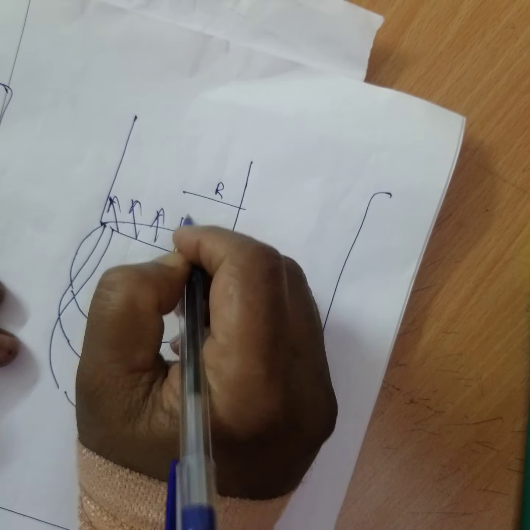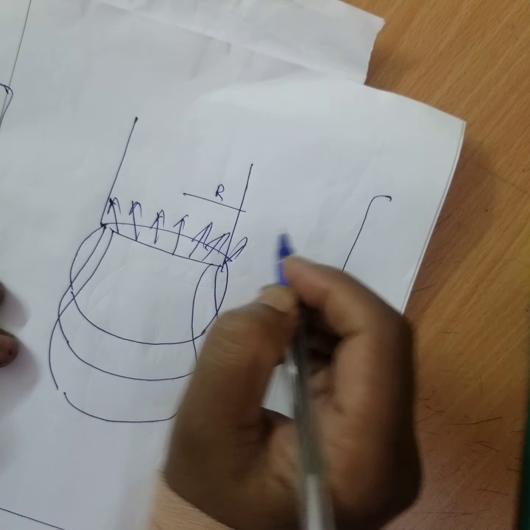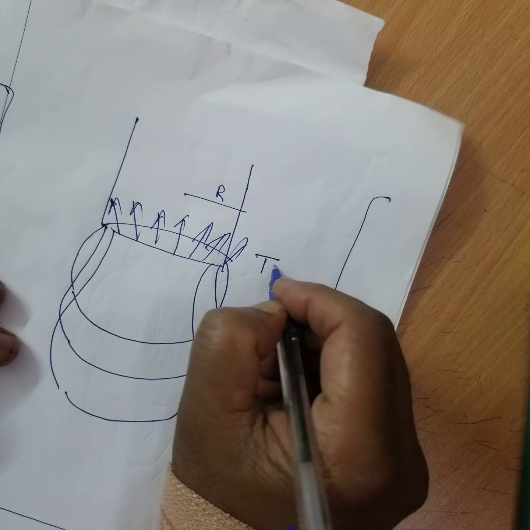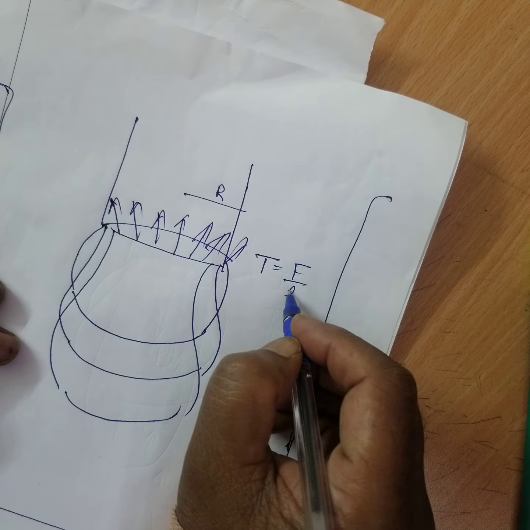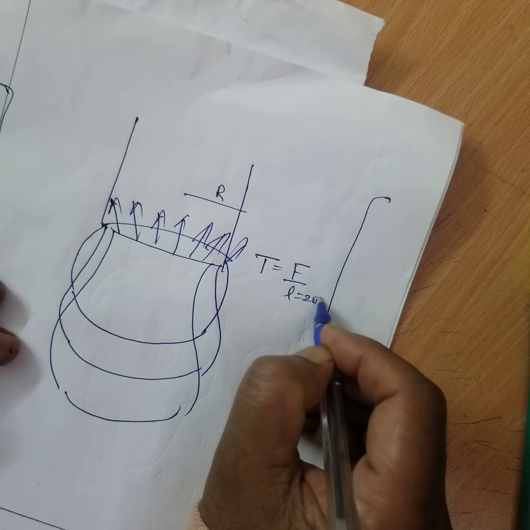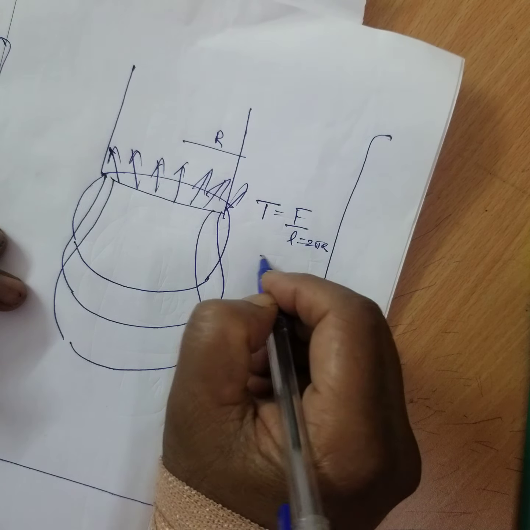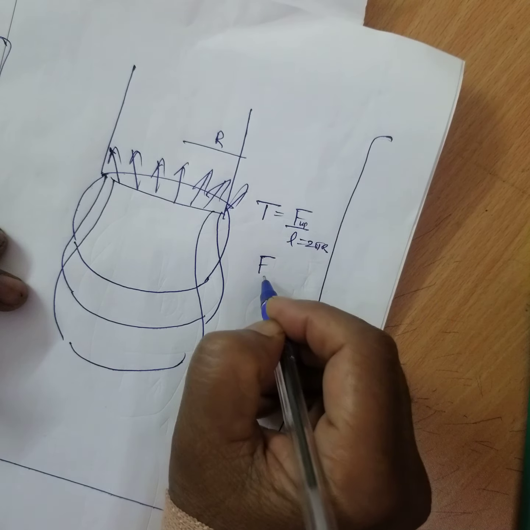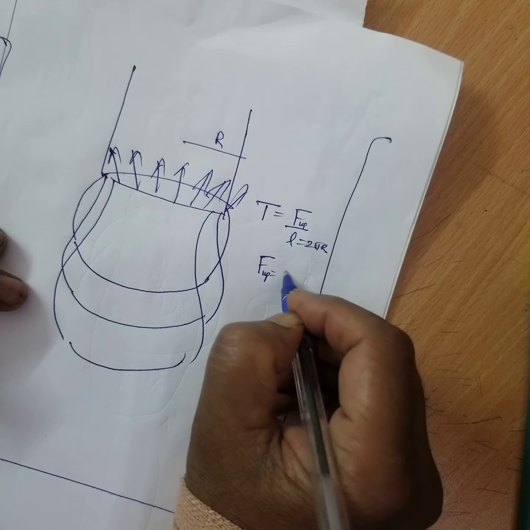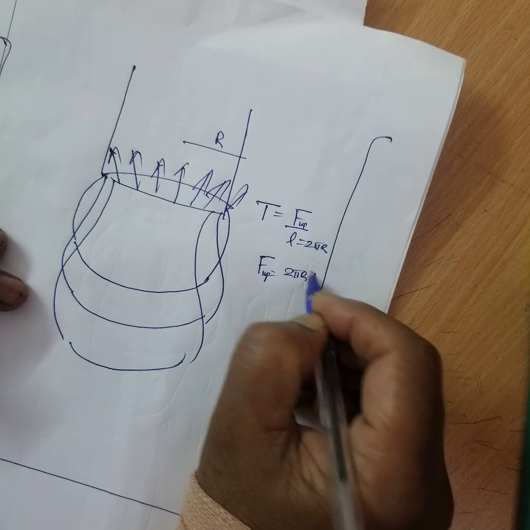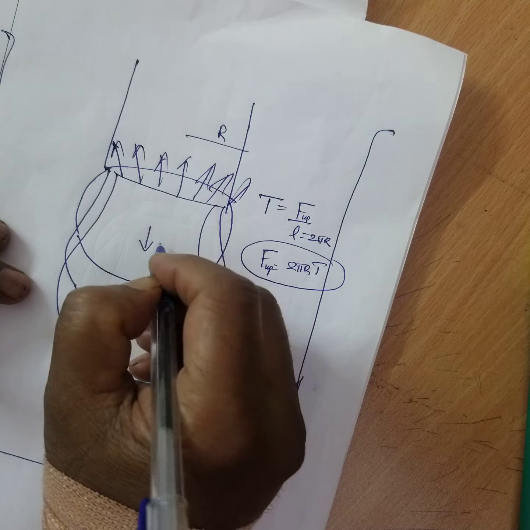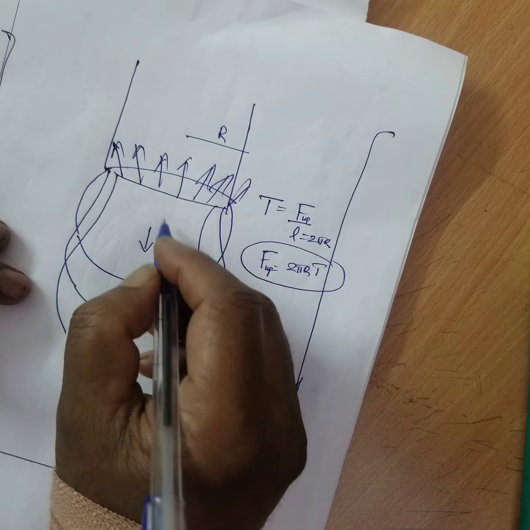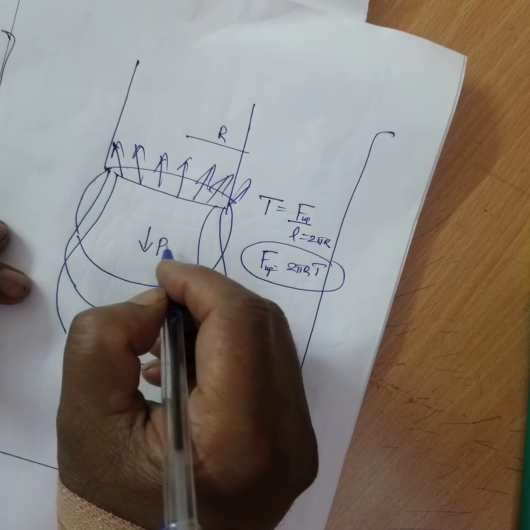Because of this, there is an upward force due to interfacial tension. T is the tension force per unit length. What is the length? Length is 2 pi r. Therefore, the upward force is equal to 2 pi r into T. Remember this. But at the same time, there is an internal pressure, an excess of pressure inside the liquid.